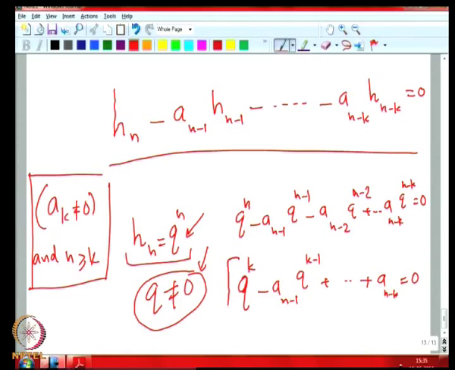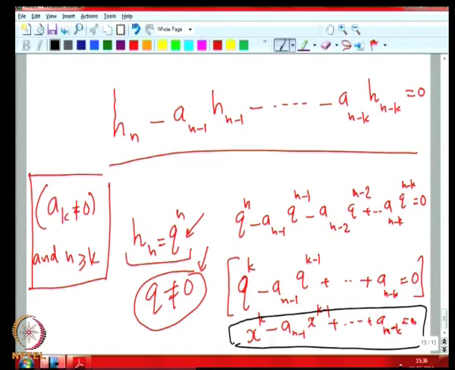And you can see that this means q is a solution of the following equation, namely x to the power k minus a n minus 1 into x to the power k minus 1 and so on, plus a n minus k equal to 0. And this equation is the characteristic equation. It is easy to get, one does not have to memorize it, you just have to follow this procedure and you easily get it, right.